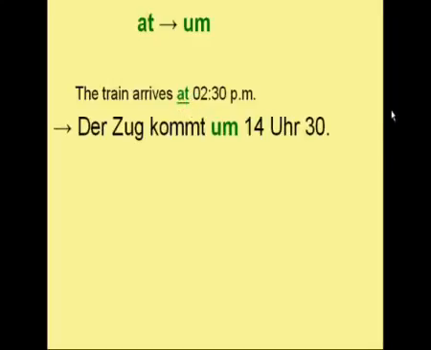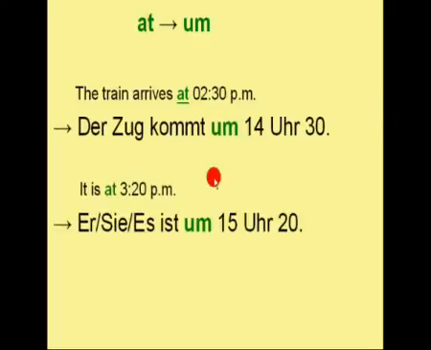Now, if I would ask you, for instance, a question like, when is the event? Then you would answer me, it is at 3:20, right? And in German, you would say, es ist um 15:20 Uhr. Why would you say es? Because you are referring to the event, and the event has a neuter gender in German. It is das Event, so you have to say es ist um 15:20 Uhr.